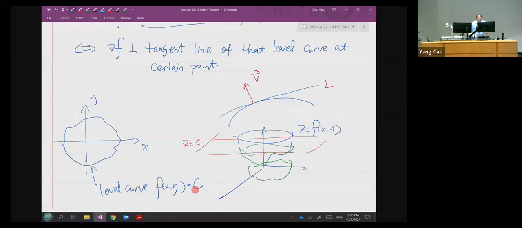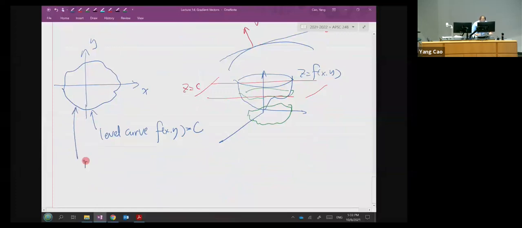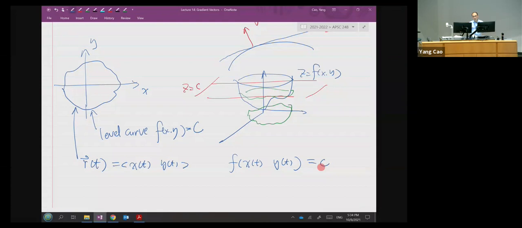I'm trying to prove the gradient vector is perpendicular to this level curve. Because it's a curve, we can use a parametric equation to describe it. Let's suppose the level curve has a parametric equation r of t, so x of t, y of t. What that means is the x and y in the function f can be replaced with x of t, y of t, equal to c. For example, if the level curve is a circle, then x equals r cosine t, where r depends on the radius, and y equals r sine t.